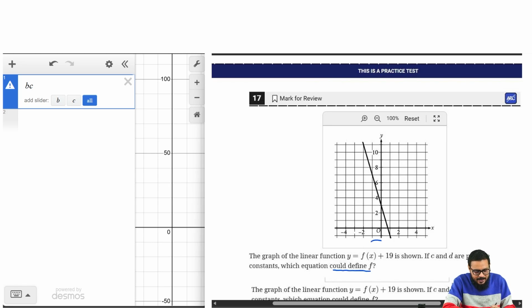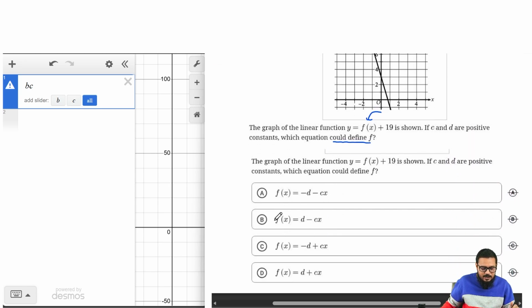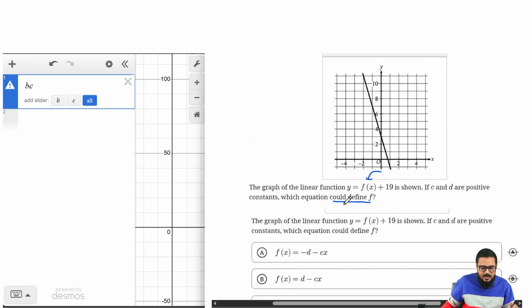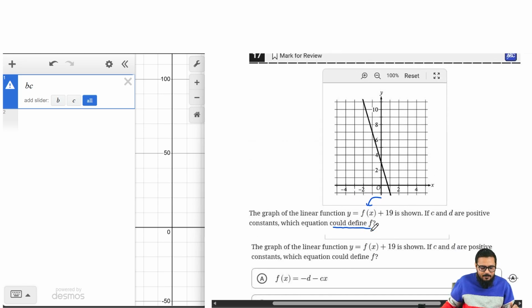So if I try to define the function f of x, because I have to provide an equation for the function f of x, because every single answer option is expressed in the form of f of x. So if I subtract 19 from both sides, I can actually say that f of x is equal to y minus 19, and the examiner has given me the graph for the function y. So I have the graph for the function y. I just have to figure out the graph for the function y minus 19, right?